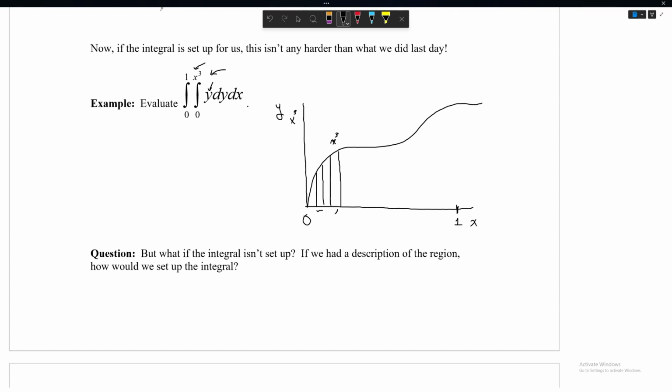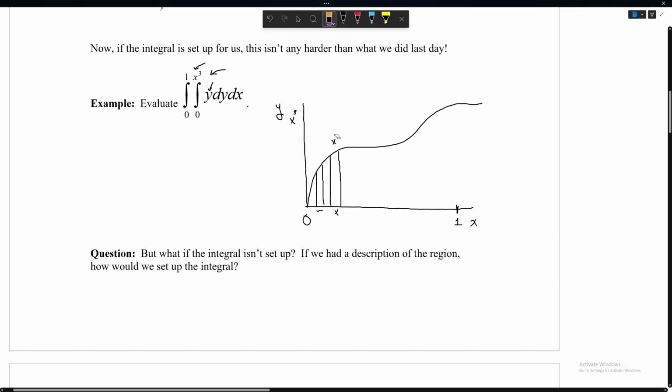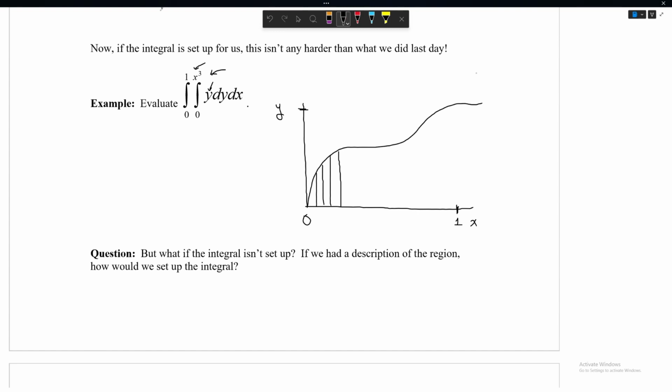So if I plug in the x here, it will give me the height of my y. Okay, that's why it's a function. Now, what if I want to switch them? If you remember, Fubini's theorem said you could switch them. So I have the function y, but I want it in dx dy instead of dy dx.